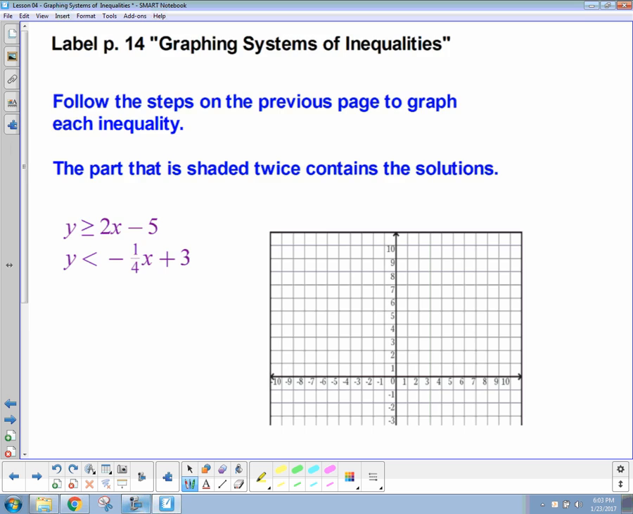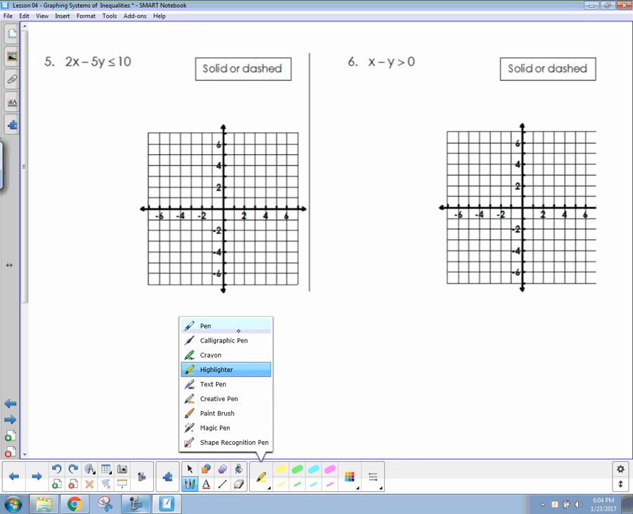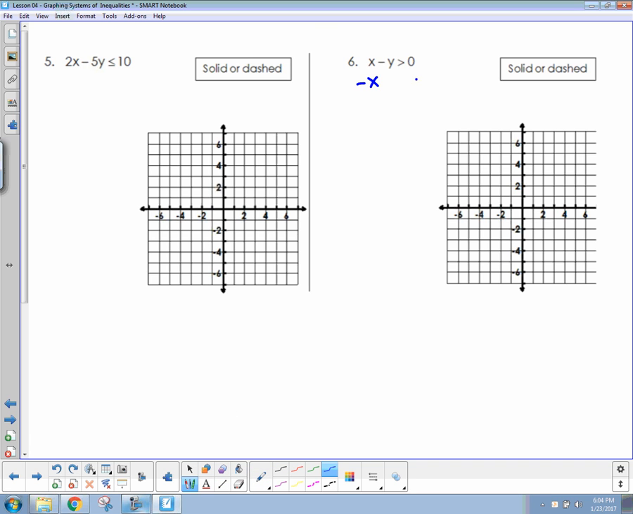Let's try number 6. So, again, solve. Subtract x from both sides. Negative y greater than negative x, because 0 minus x will be minus x. Divide by negative 1. Since I divided by negative 1, that means I flip the sign. That's going to be positive x. So my slope is going to be 1 over 1.